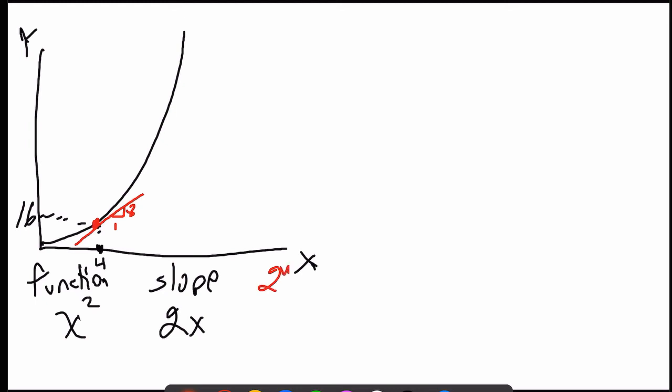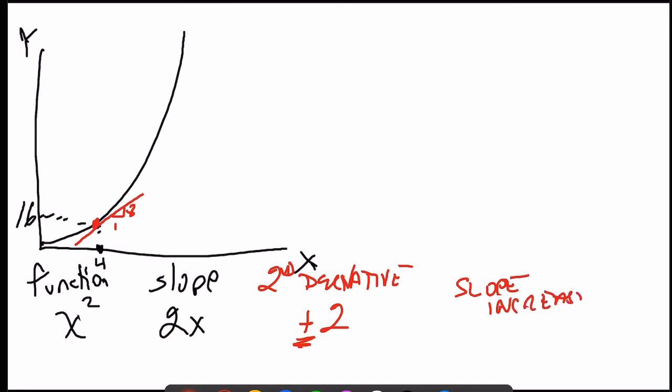The second derivative would be 2. What does that mean? It means that the slope is increasing, because this is positive. The slope is increasing, and it's increasing at a constant rate of 2.